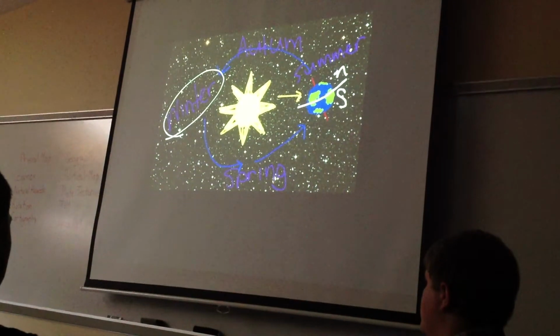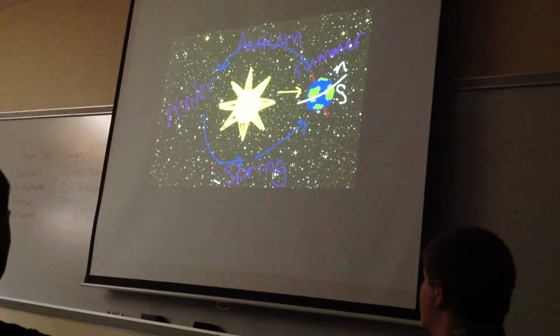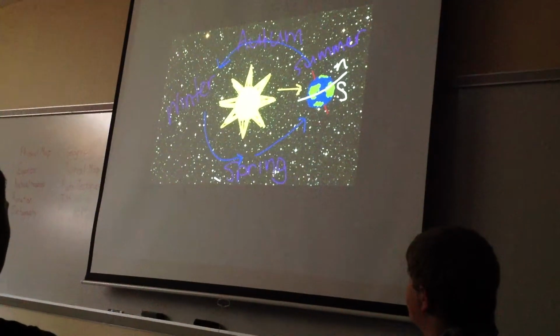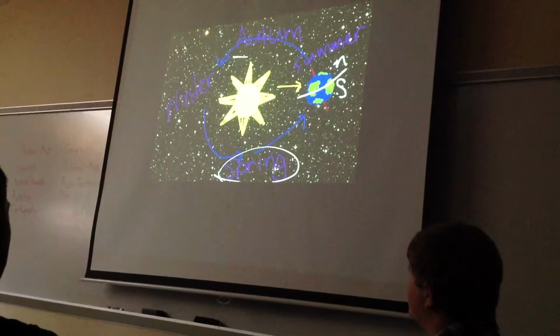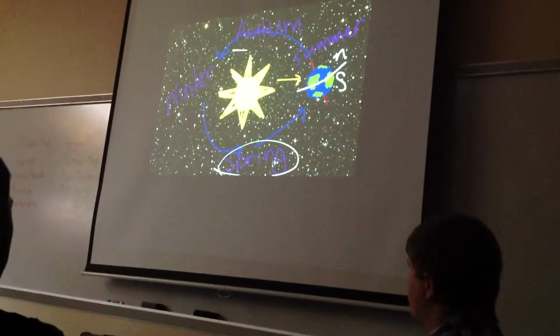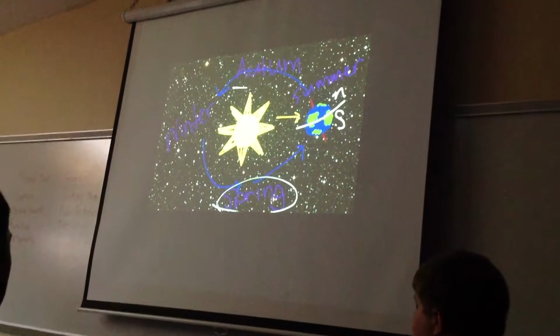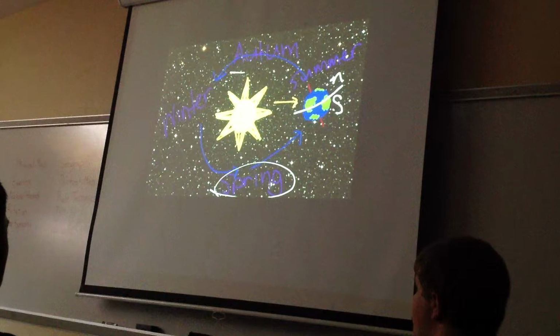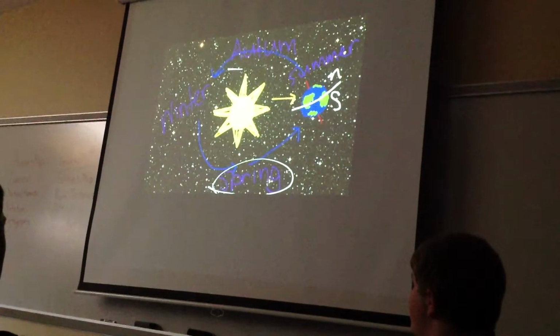During spring and autumn, neither hemisphere is tilted more toward the sun. Direct rays hit only at the tropical zones near the equator. Indirect rays hit pretty much everywhere else. Therefore, we have mild temperatures in the north and south away from the equator.